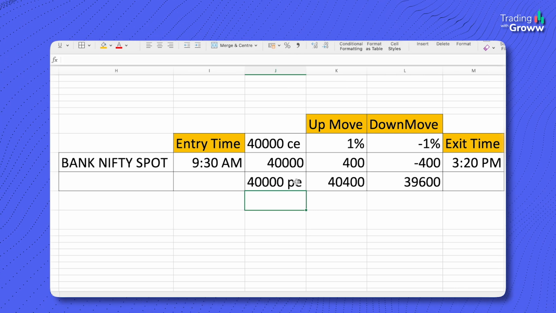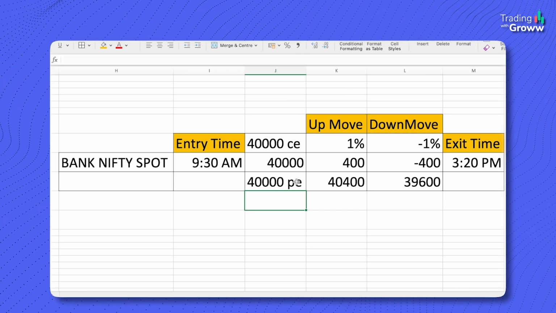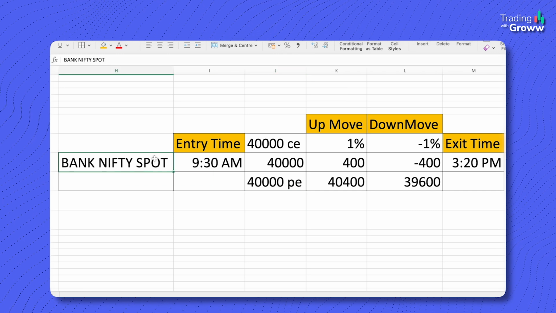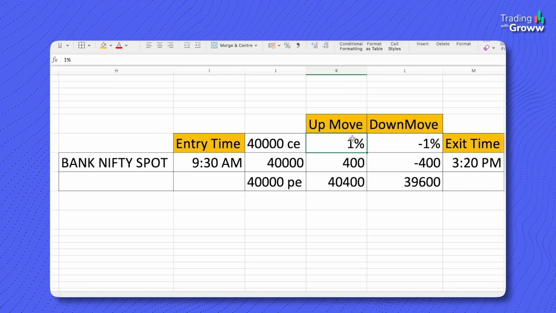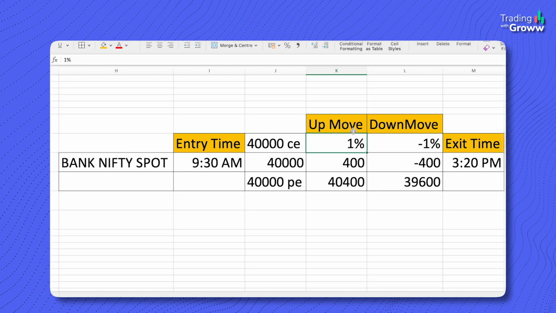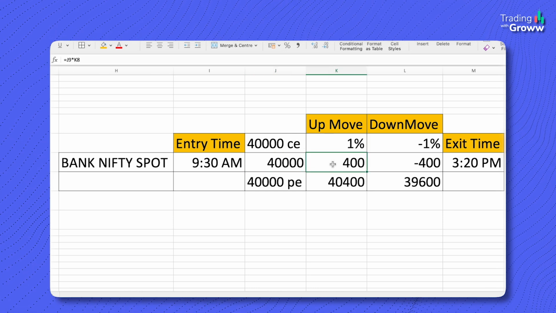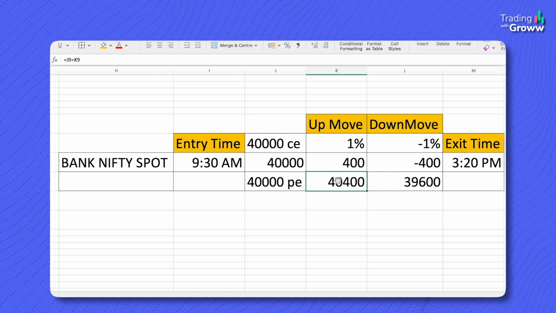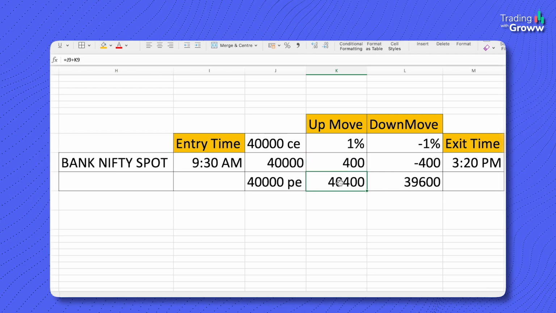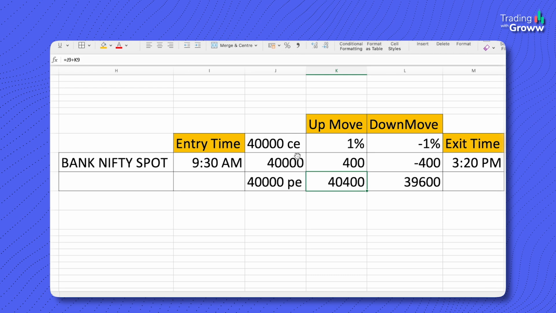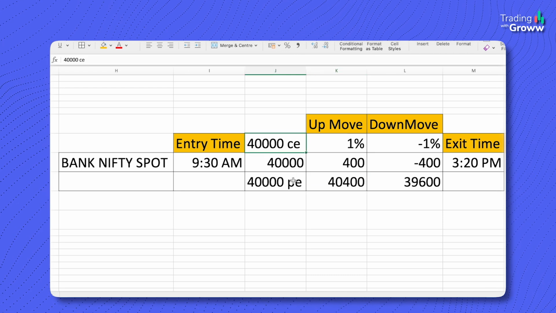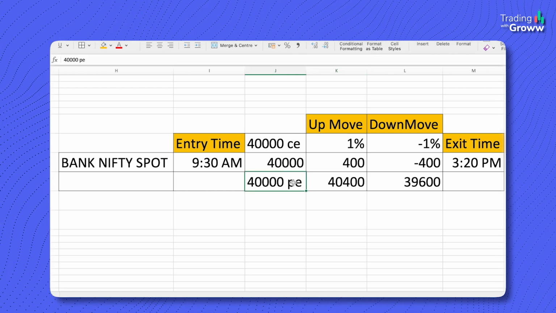Now we are going to use a stop loss on the underlying, which is the spot, of 1%. If Bank Nifty moves up 1% from the 9:30 value, so 1% of 40,000 is 400 levels, so if Bank Nifty moves up to 40,400 levels, we will close both the positions, 40,000 CE and 40,000 PE, at whatever price, and we will exit at a loss.